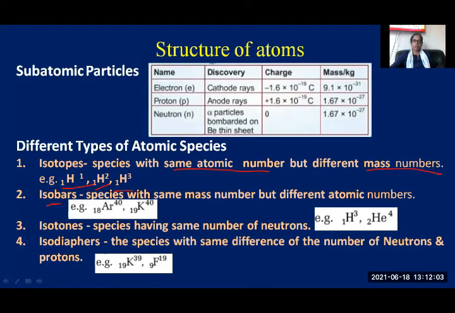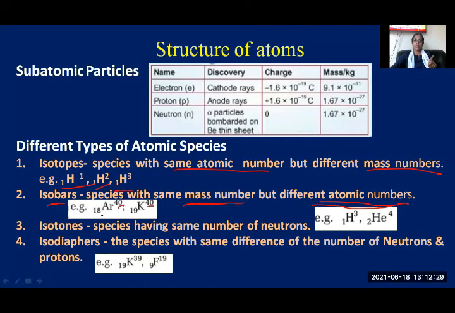And then we come across isobars. So these are the species with same mass number. Okay, notice, mass number it is same but different atomic number. So what does it mean? Their proton numbers are different, atomic number is different but they have same mass number. That is sum of proton and neutron number, that is same.